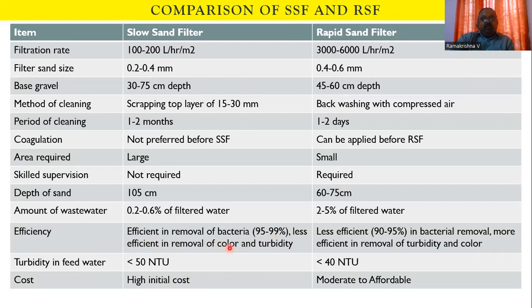A small amount of color and turbidity is removed. Whereas rapid sand filter, they are good in removal of turbidity and color, but bacterial efficiency is slightly less. High initial cost for slow sand filter and moderate, affordable in the rapid sand filter, because high initial cost means because large area requirements. And turbidity is another criteria in these operations.